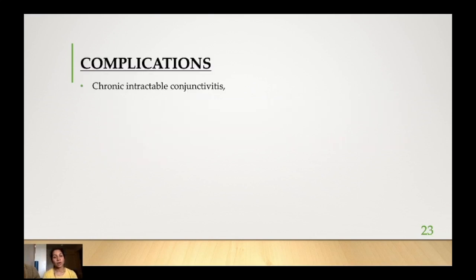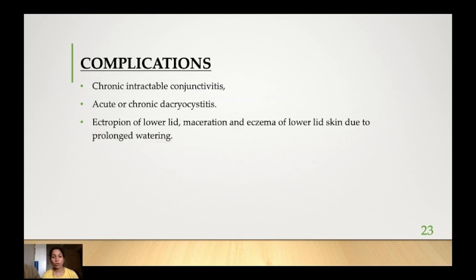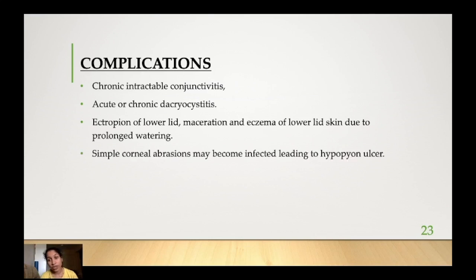Complications: chronic conjunctivitis, acute or chronic dacryocystitis, ectropion of lower lid. That is, ectropion means outward turning of the lower lid, maceration and eczema of lower lid skin due to prolonged watering, simple corneal abrasions that may get infected and will change into corneal ulcer, hypopyon ulcer.